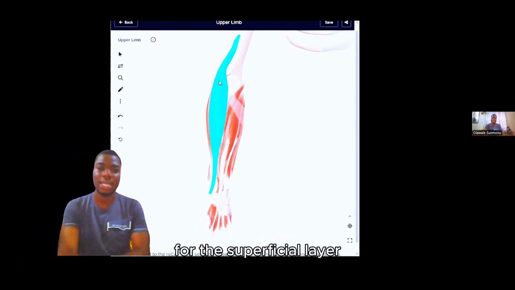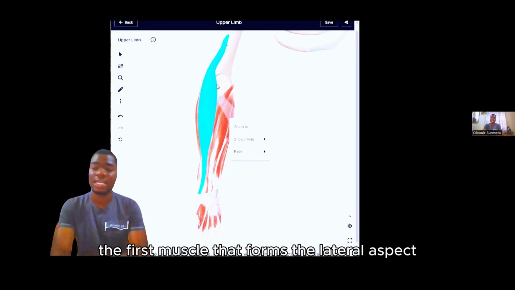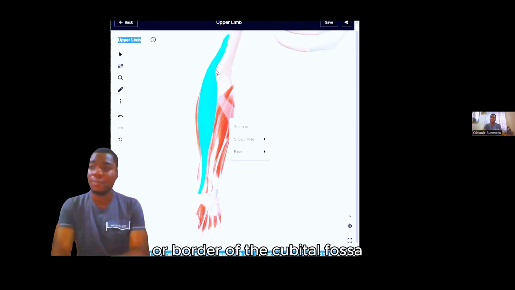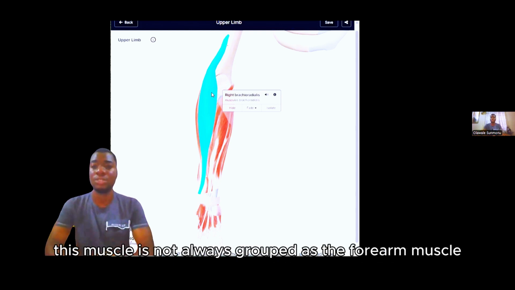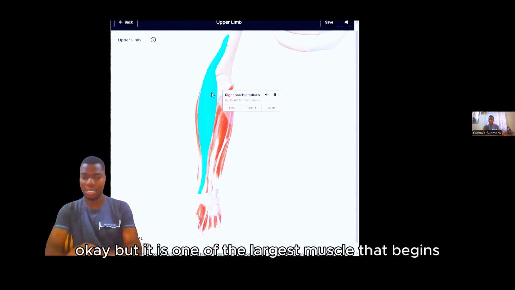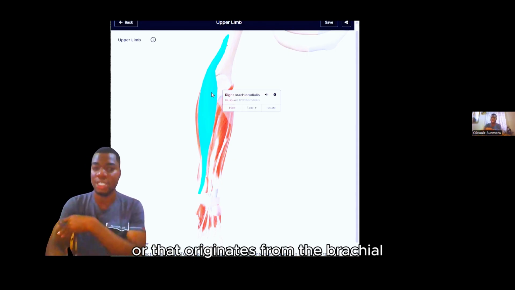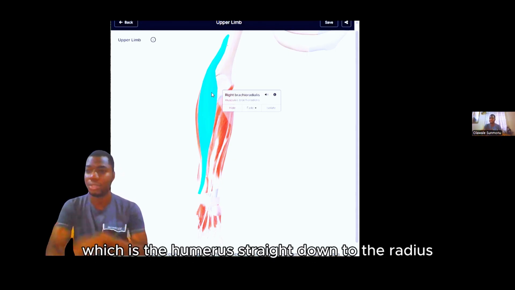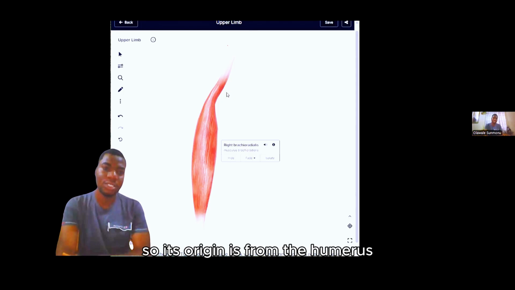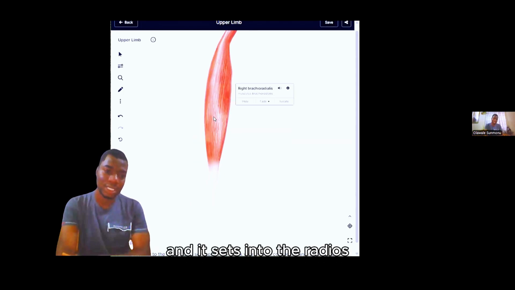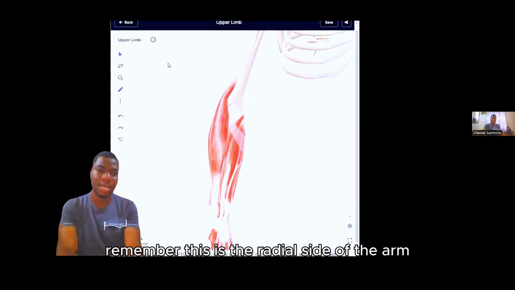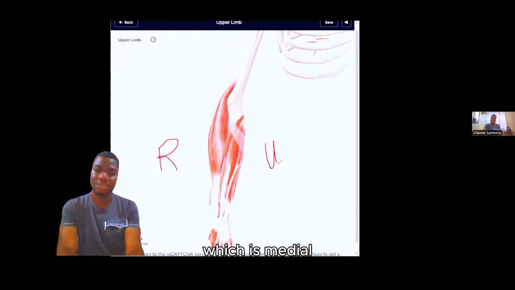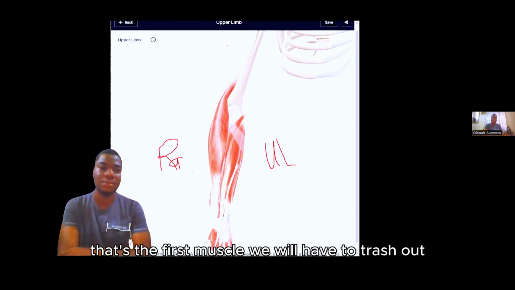For the superficial layer, the first muscle that forms the lateral aspect or border of the cubital fossa is brachioradialis. Sometimes this muscle is not always grouped as a forearm muscle, but it is one of the largest muscles that originates from the humerus straight down to the radius. So its origin is from the humerus and it inserts into the radius. And remember, this is the radial side of the arm, and this is the ulnar side, which is medial. That's the first muscle we will have to sort out.